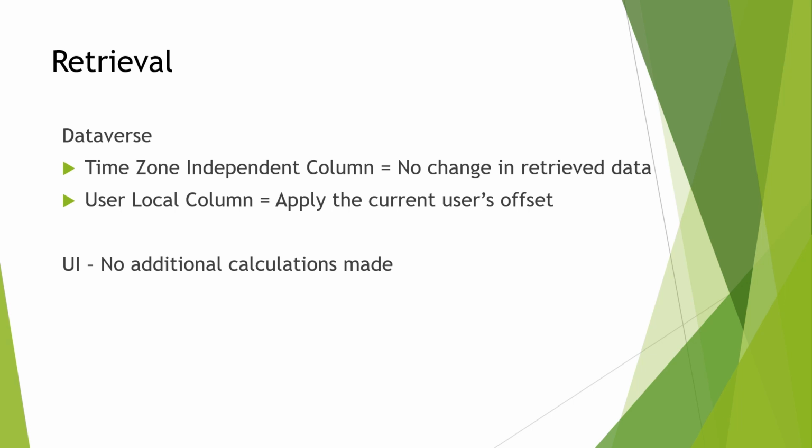Now let's see what happens when the values are retrieved. Within Dataverse, if a column is time zone independent, no calculations are made. If the column is user local, the viewing user's UTC offset will be applied. The UI performs no additional calculations. So let's see these calculations end to end.